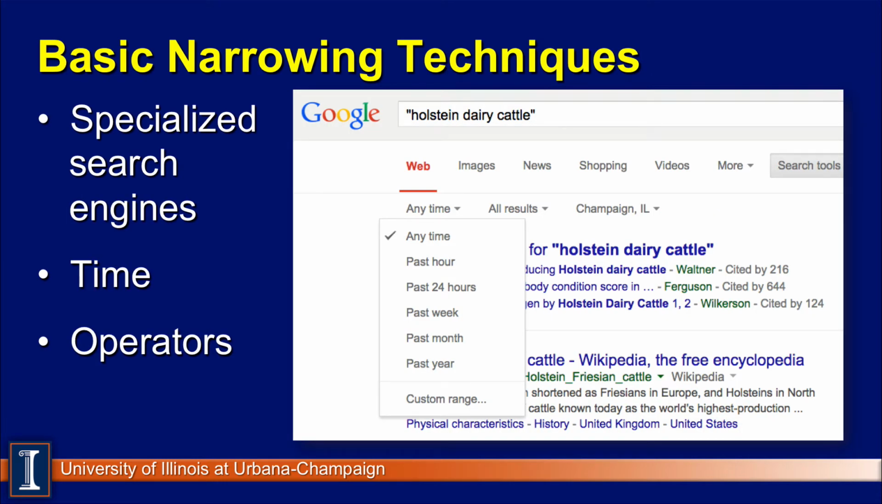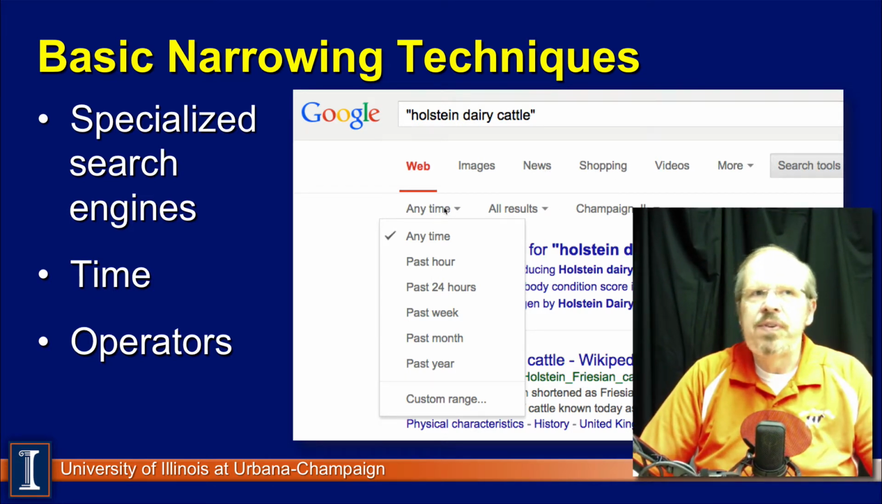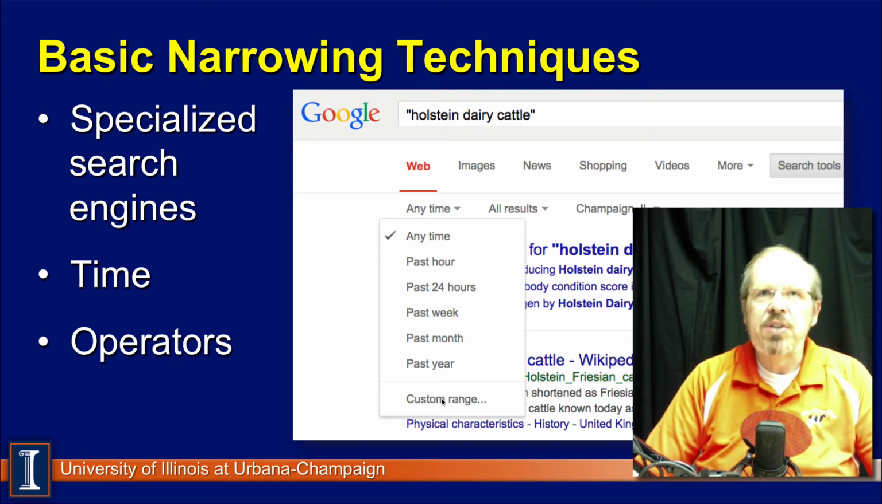Well, when you do your search, you're going to notice that there are these specialized search engines at the top. So you can search the web, images, news, shopping, etc. The other thing that I use quite often is the time. If I click on this, and you'll find this by clicking on search tools, in the drop-down menu here, I can search any time, which is the normal, but I can also restrict it down to the past month or the past year if I want more up-to-date information, or I can set a custom range.